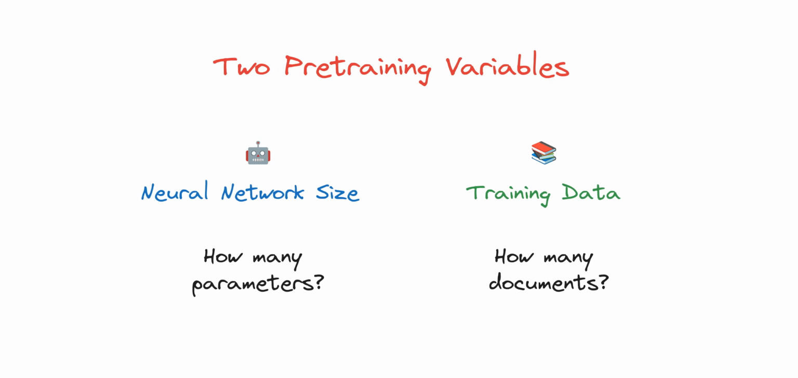We have to decide how big of a neural network to use. That means how many parameters should we try to fit in our neural network layers. And we have to decide how much training data to use. Roughly, how many documents or tokens should we train our model on? Training on more tokens allows the model to fit the data better and potentially have better perplexity.